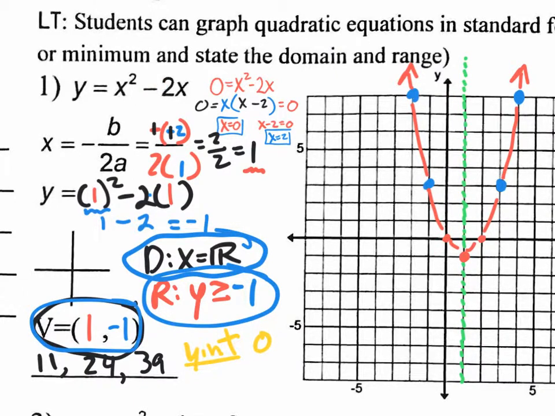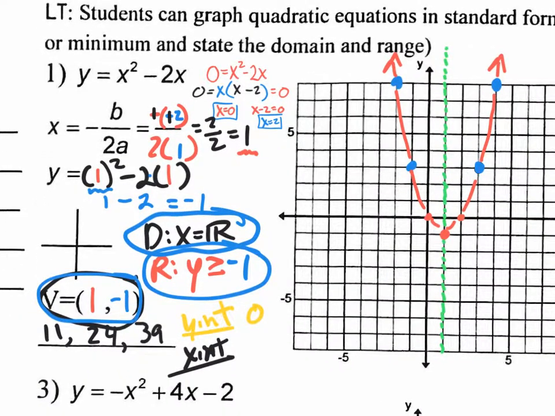How about the x-intercepts? Now, you could do it algebraically: set y equal to 0 and solve. We already did that. If you already graphed it, you don't have to do that. You could just look and see that it crosses right here at 0 and right here at 2. So the x-intercept values are 0 and 2.